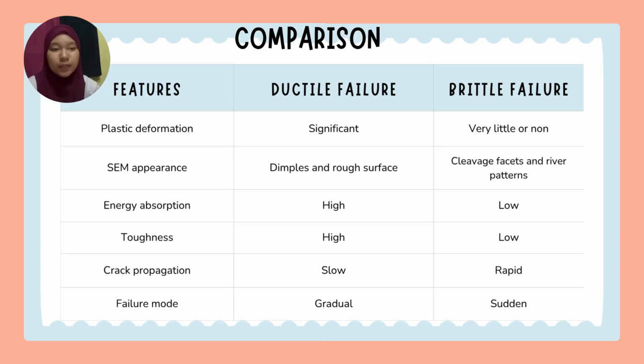This table summarizes the difference between ductile and brittle failure. Ductile fractures show rough surface and dimples and absorb a large amount of energy before failure. In contrast, brittle fracture has smooth surface with cleavage facets and absorbs very little energy. Therefore, ductile materials are generally safer in engineering applications because they provide warning through deformation before failure occurs.